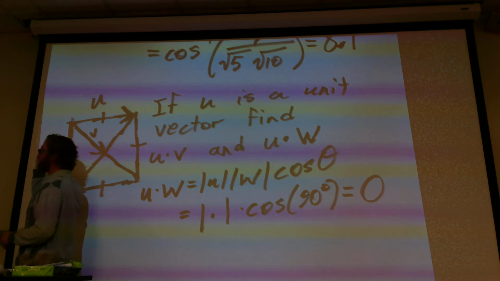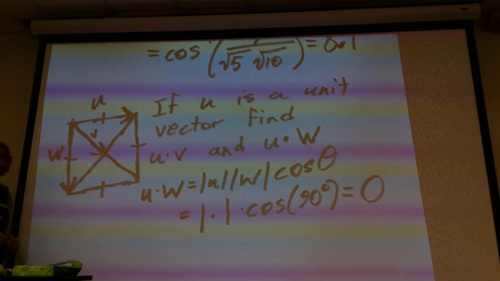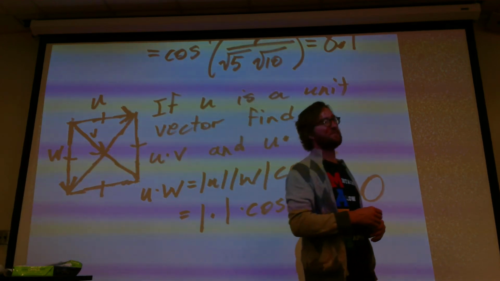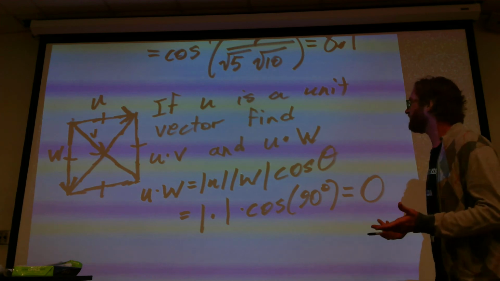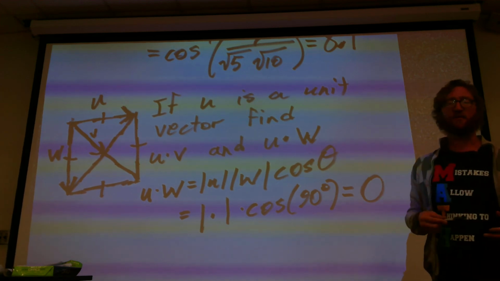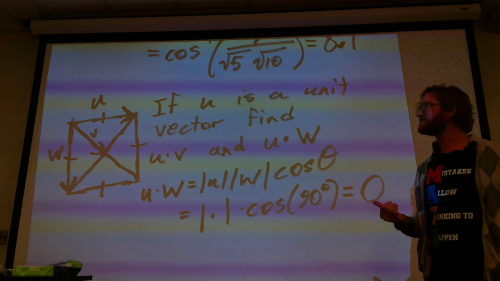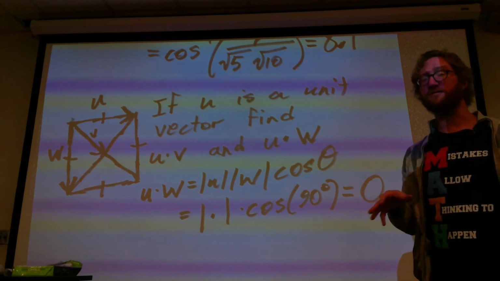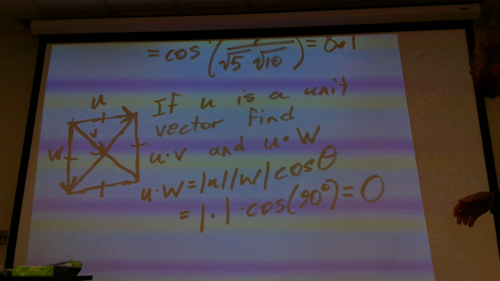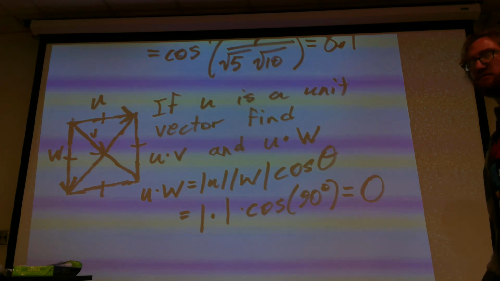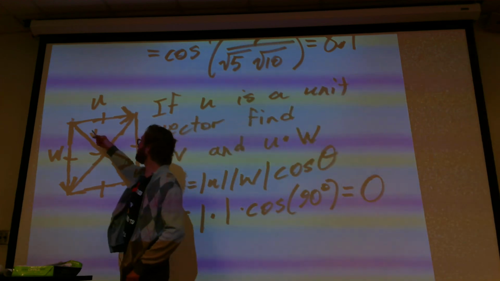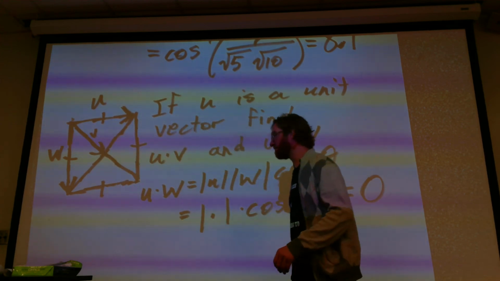Okay, but then we have to consider U and V. Now, if I want to calculate U dot V, what do I need to know? Well, I already know the magnitude of U because it's a unit vector, so the magnitude of U is going to be 1. But I have to figure out what the magnitude of V is. And since it's cutting that square in half, I know that the angle is going to be 45 degrees. But I still have to figure out the magnitude of V. How do I interpret that from this picture? Well, I know that if this is 45 and this is 45, that is 90.